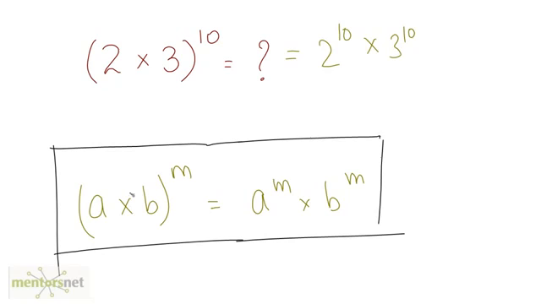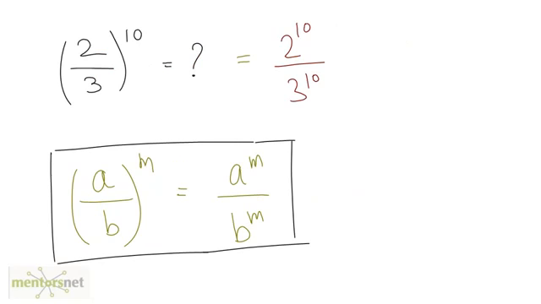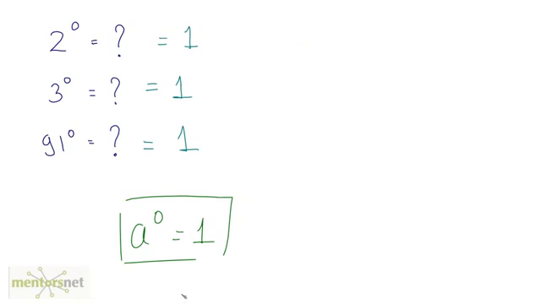If you have a times b the whole raised to m, then you can split the power to each of these terms. So you can write a raised to m times b raised to m. And if you have a by b the whole raised to some power, then again you can split the power to the numerator and the denominator. So you have a raised to m by b raised to m. And lastly, anything raised to 0 is equal to 1. So that's what we have in this video.